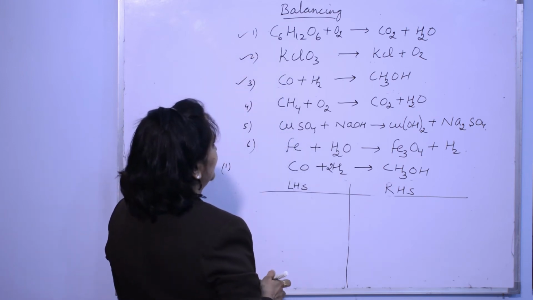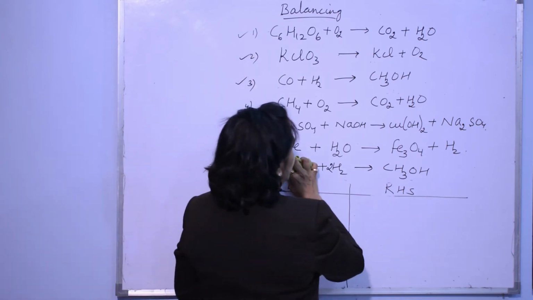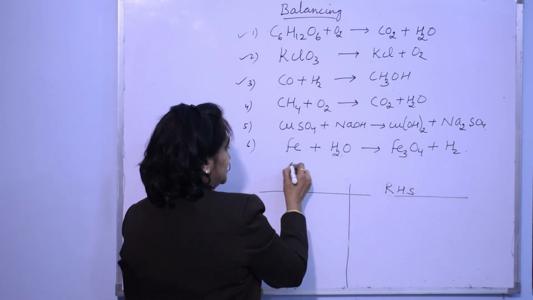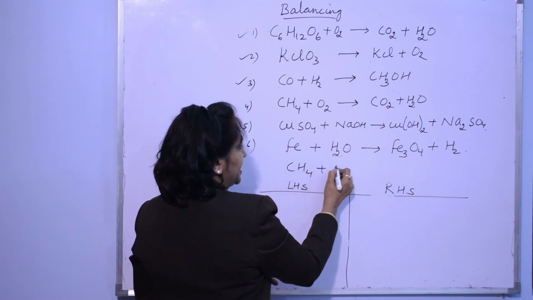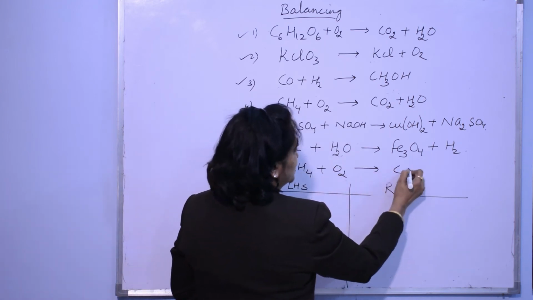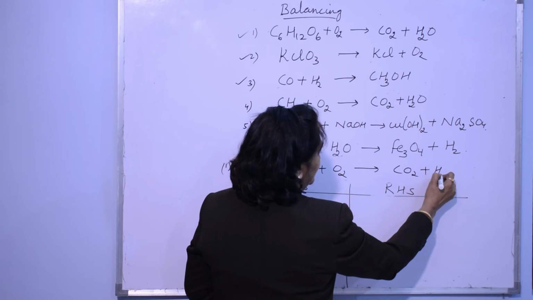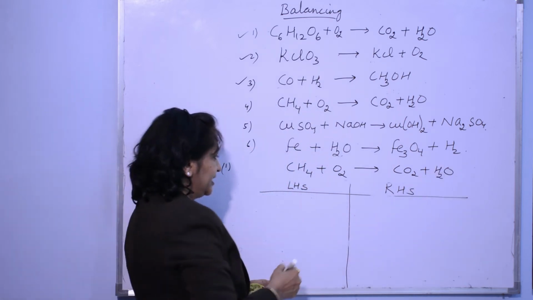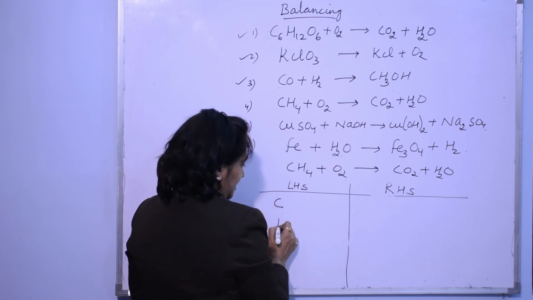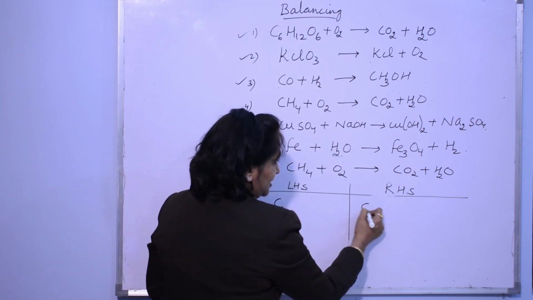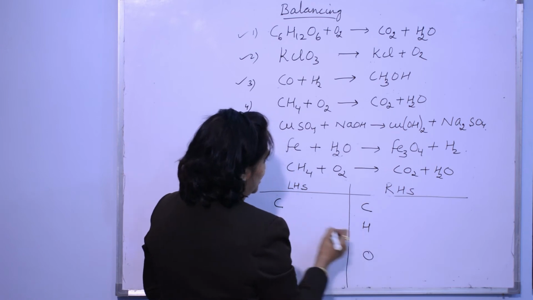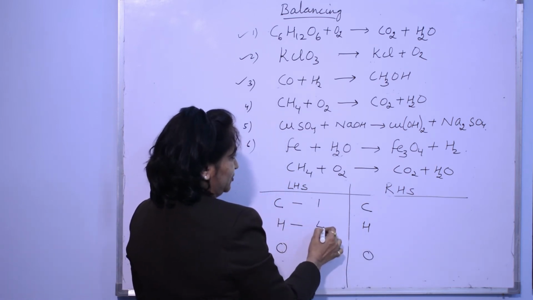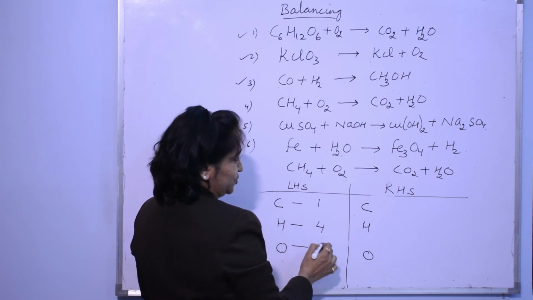Let us go ahead with another reaction in which methane burns in oxygen. This is a combustion reaction. Methane burns in oxygen and it forms carbon dioxide and water. Here again you will write carbon, hydrogen, oxygen. Carbon, hydrogen, oxygen. How many carbon atoms are there? 1. Hydrogen 4. Oxygen 2.